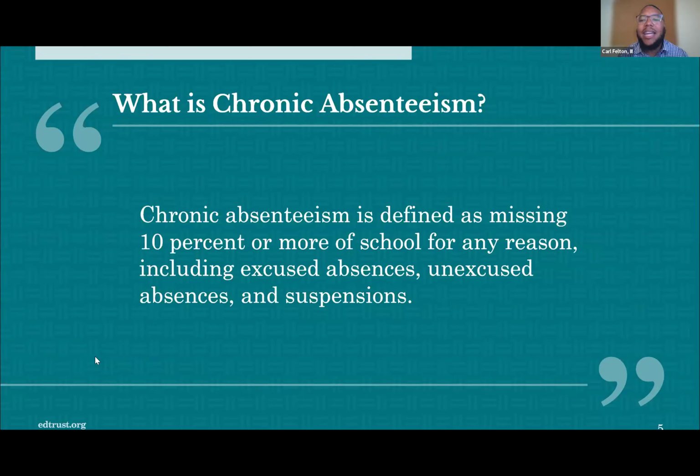And so we need to be clear about what chronic absenteeism is and how a student becomes chronically absent, and what gets a student to this category, so that we understand what are some of the things we're looking to address.